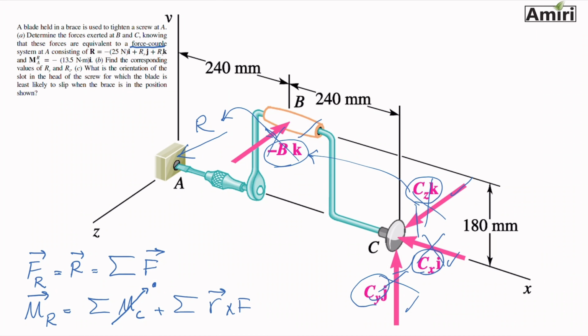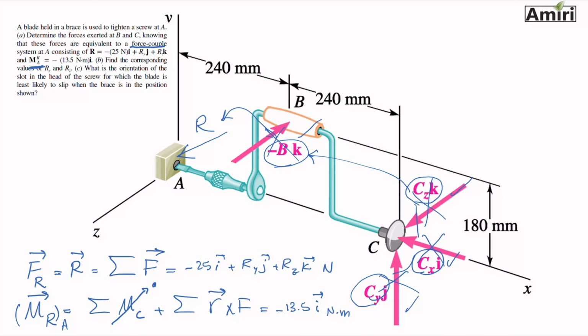So the problem gives us, you can see the notation is a little bit different, that means just about point A. This tells you is 13.5 I units of Newton meters. This one tells you minus 25 I plus Ryj plus Rzk units of newtons. So these are the information given.